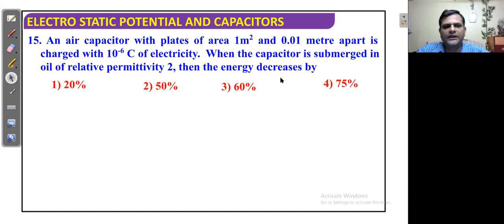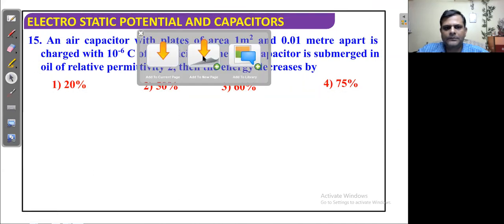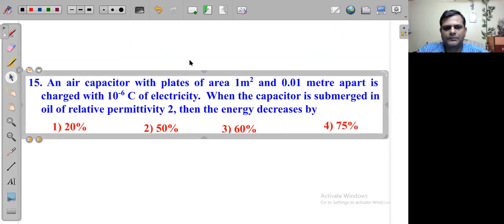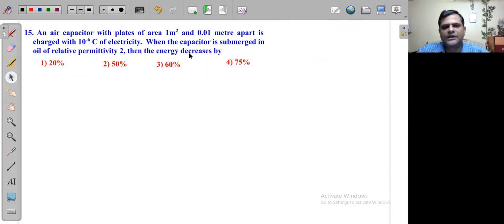An air capacitor with plates of area 1 meter square and 0.01 meter apart is charged with 10⁻⁶ coulombs of electricity. When the capacitor is submerged in an oil of relative permittivity 2, then the energy decreases by.